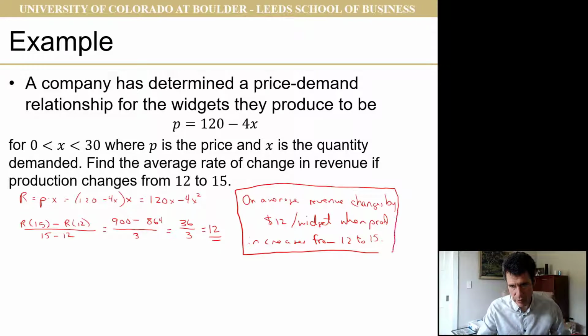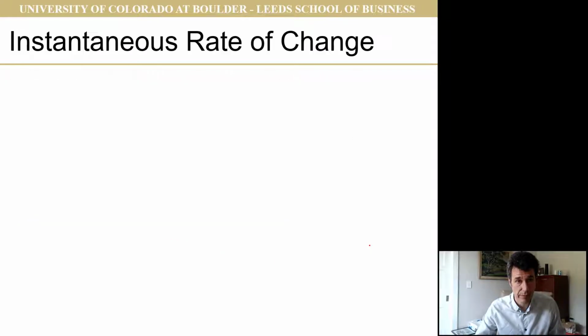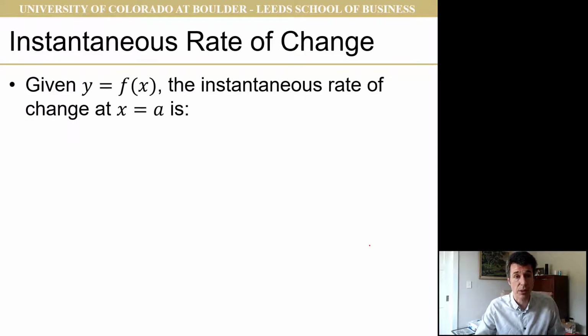And of course, when we increase from 12 to 13, we end up with a different increase in revenue than 13 to 14 and 14 to 15, but on average, revenue changes by $12 per widget when production increases from 12 to 15.